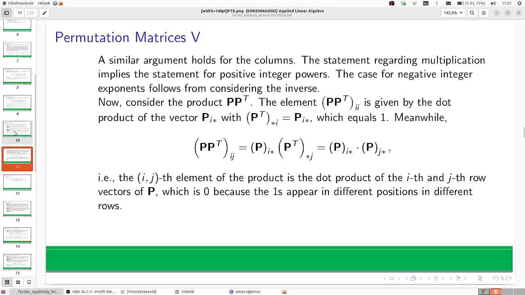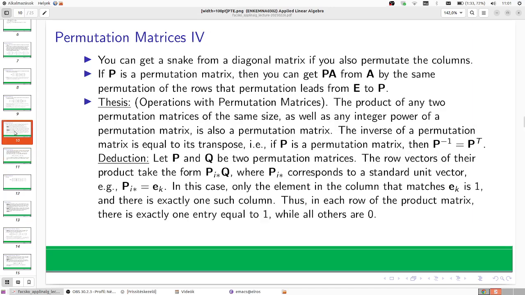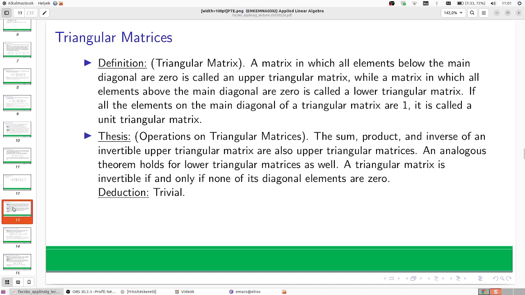Which is important from here, not this deduction and everything, which is quite a mess, is that if you do the inversion, then you get the transpose. So you will never do the inversion of the permutation matrix. You do the transpose, and that's the inverse. Okay, this is the end of the mess. I mean the ChatGPT translated stuff.